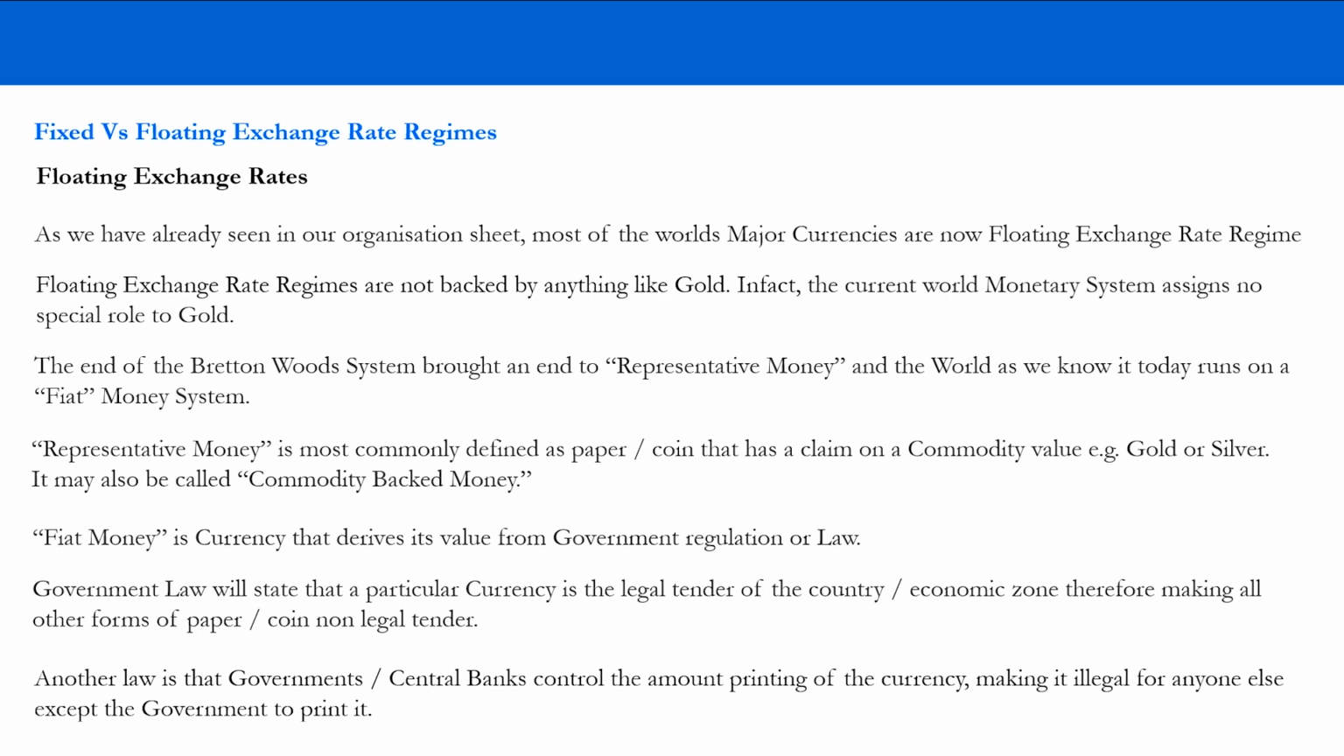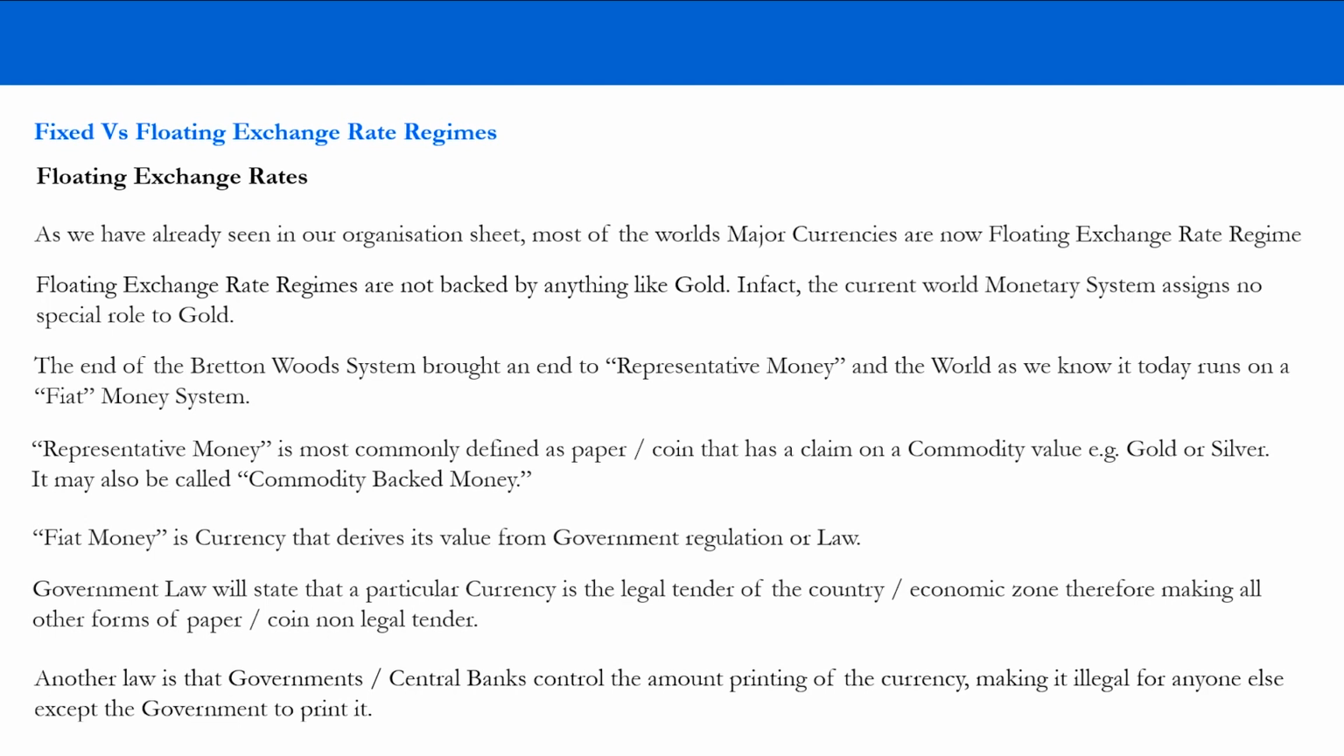And as we already saw in video 1 in our organization sheet, most of the world's currencies are actually now floating exchange rate regimes. And floating regimes are not backed by anything like gold. In fact, the current world monetary system doesn't assign any special role to gold at all. The end of the Bretton Woods system brought an end to a representative money system. And the world, as we know it today, runs what we call a fiat money system.